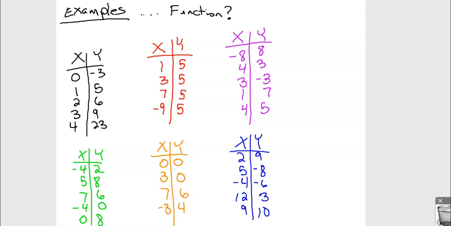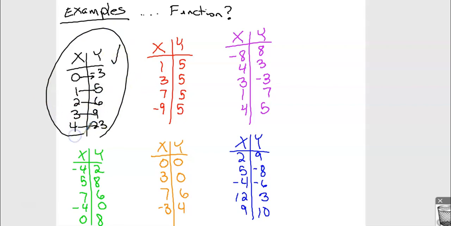Remember, the definition here is that a function is a relation that is one-to-one. If I put 0 in, I get -3. I only get one number. If I put 1 in, I only get one number. Yes, that is a function. Now notice the green. When I put -4 in, I got 2, but here it says when I put -4 in, I got 0. So that is not a function.